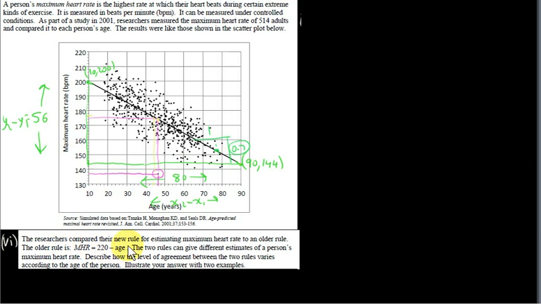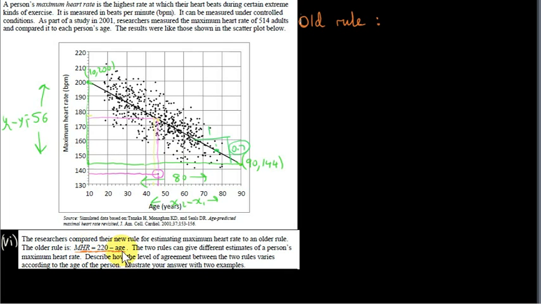The researchers compared their new rule for estimating maximum heart rate to an older rule. The older rule is maximum heart rate equals 220 minus age. The two rules can give different estimates of a person's maximum heart rate. Describe how the level of agreement between the two rules varies according to the age of the person. Illustrate your answer with 2 examples. So here's the old rule.